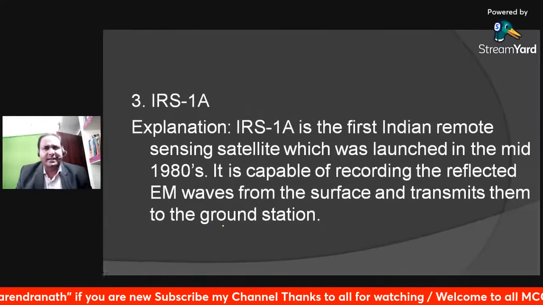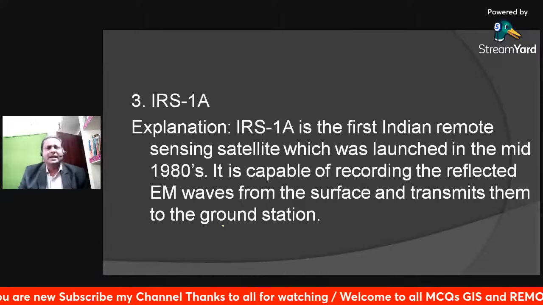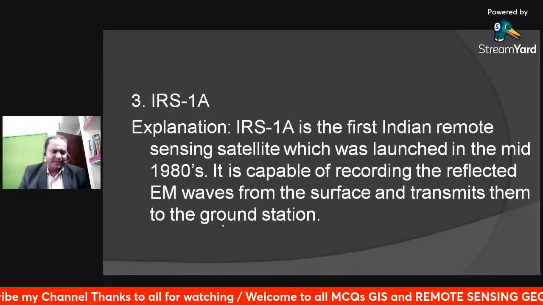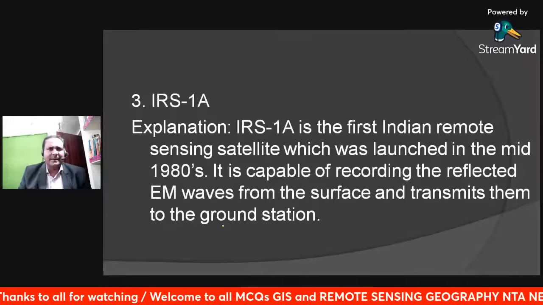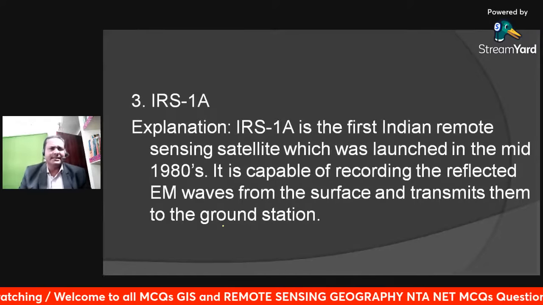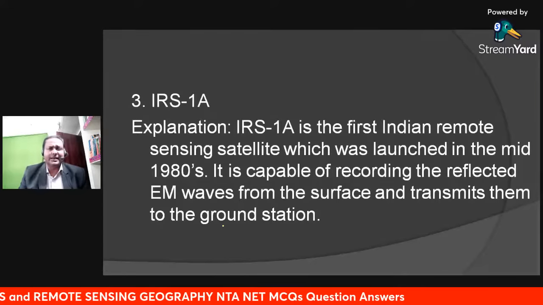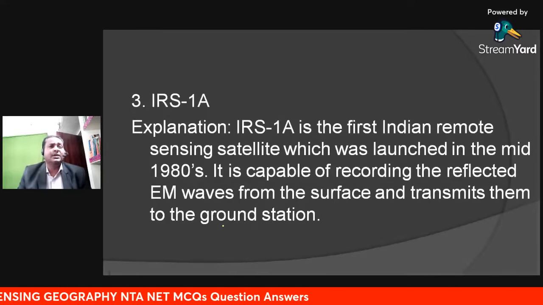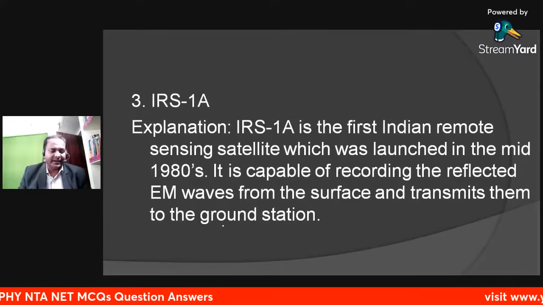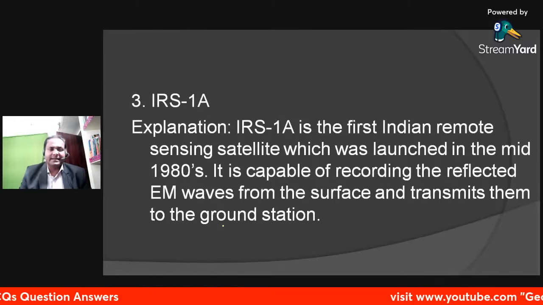Basically, IRS-1A is the first Indian remote sensing satellite, which was launched in the mid 1980s. It is capable of recording the reflected EM waves from the surface and transmitting them to the ground station. It is very important. IRS-1A is the correct answer.